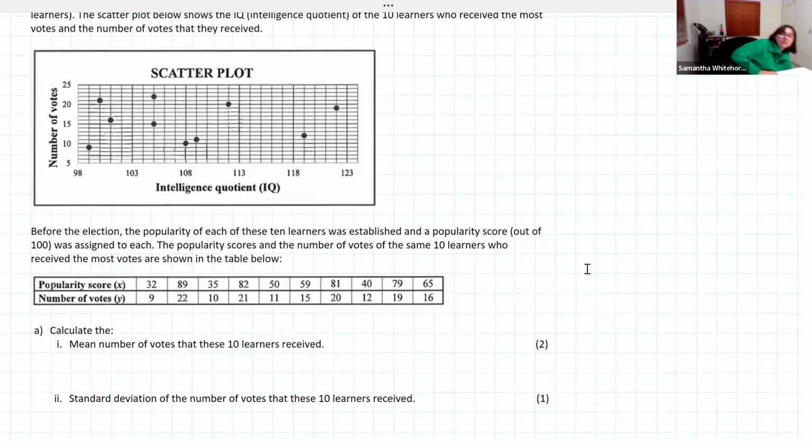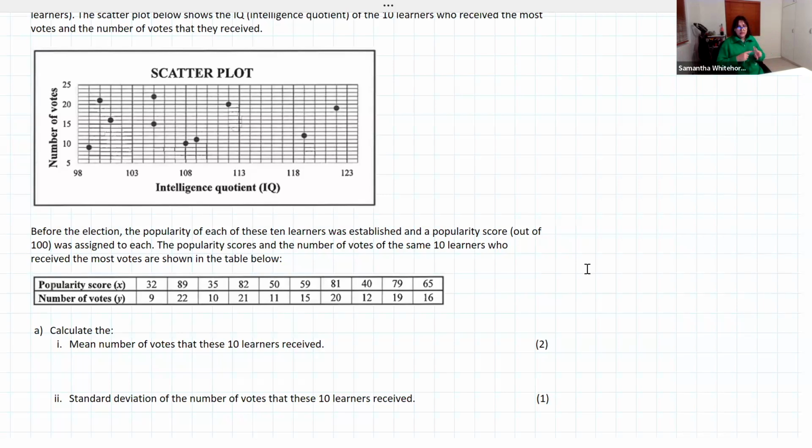Now, you can do this in 2 different ways. It's completely up to you. Option number 1 is you can work out the mean old school, and you can just add all those values together, 9 plus 22 plus 10 plus 21, blah, blah, blah, divided by the 10 and get your mean number of votes. Completely up to you.